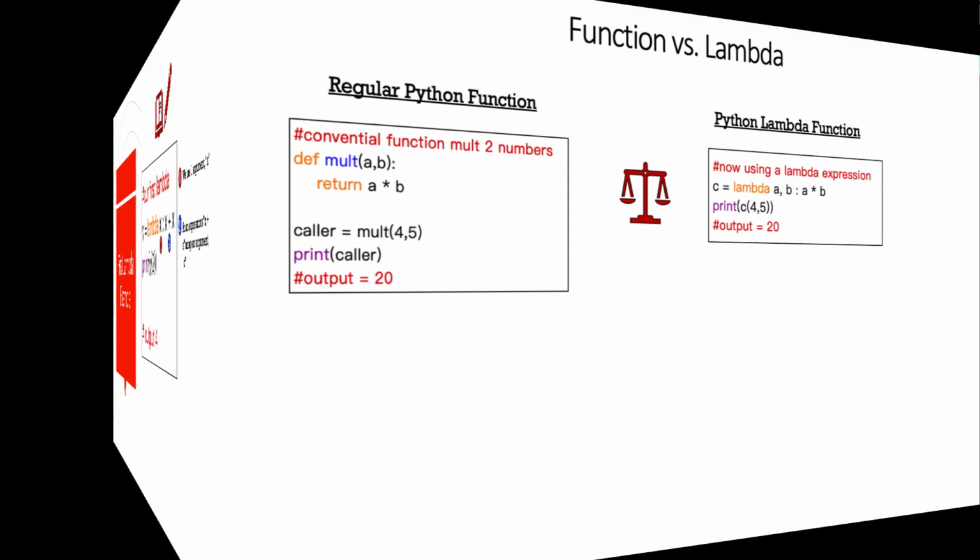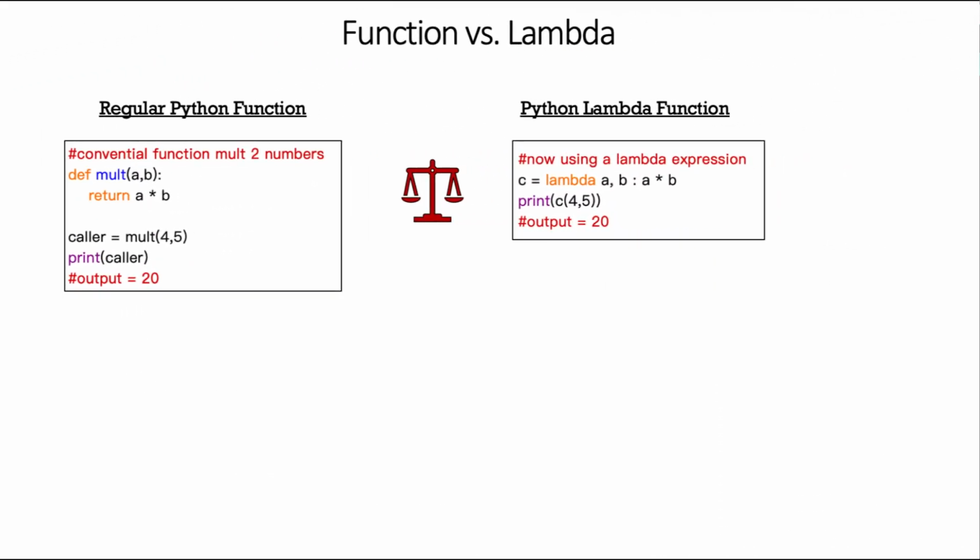Pretty easy. And let's take a moment to see how regular Python functions compare to Python Lambda functions. On the left-hand side, we have a conventional function. We call it molt. We use the def keyword to create it, and it has two parameters, a and b. Then we return a times b. We have a variable below called caller, where we're calling the function molt. We pass it the values of 4 and 5. We print out the caller, and of course, the response is 20.